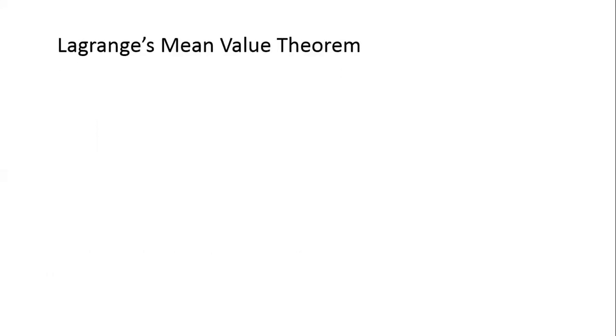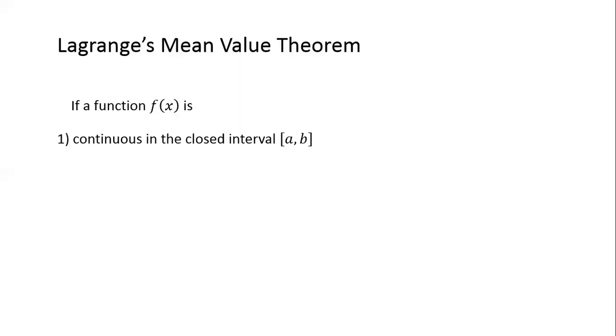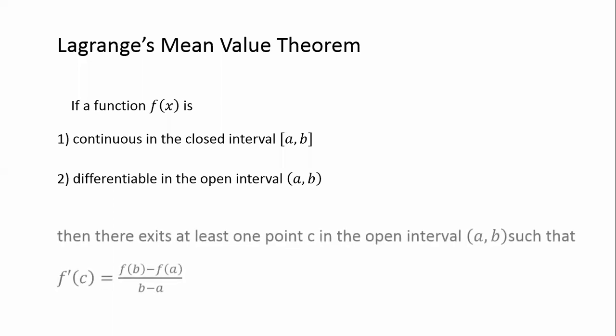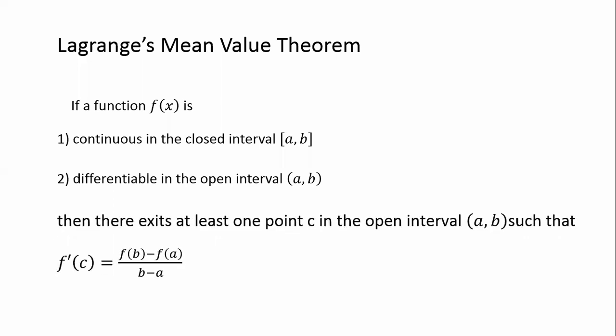So with this, Lagrange's mean value theorem: the statement is, if a function f(x) is, first condition, continuous in the closed interval a to b; second condition, differentiable in the open interval a to b. These are the only two conditions. Then there exists at least one point c in the open interval a to b such that f dash of c is equal to f of b minus f of a upon b minus a. This is a simple definition of Lagrange's mean value theorem.